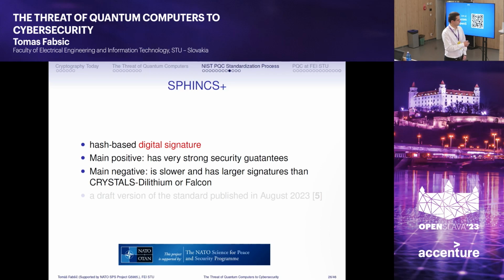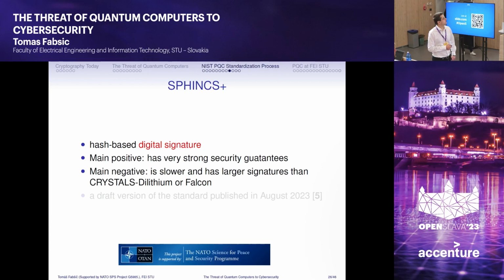And apart from Falcon and Dilithium, NIST also decided to standardize Sphincs Plus, and that's a very different animal compared to Falcon and Crystal Dilithium. It is no longer a lattice-based digital signature, it is a hash-based digital signature. Its main positive is that it has very strong security guarantees, like the security assumptions made in Sphincs Plus are such that the majority of cryptographers have big trust in these assumptions. Its main negative is that the parameters and the performance of Sphincs Plus are not as good as in the case of Falcon and Dilithium. The signature algorithm is slower.